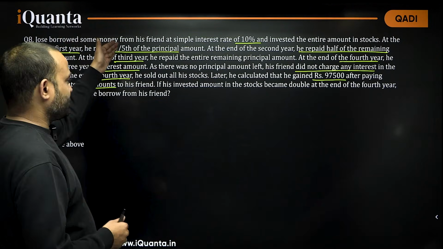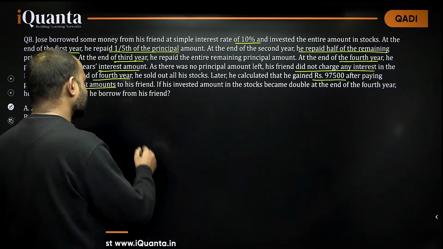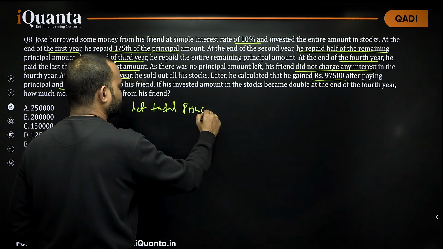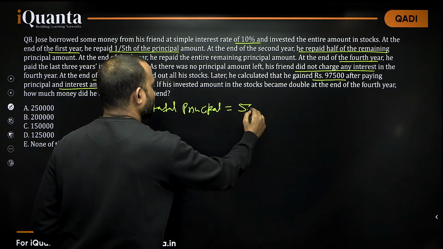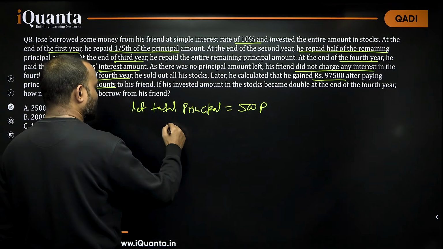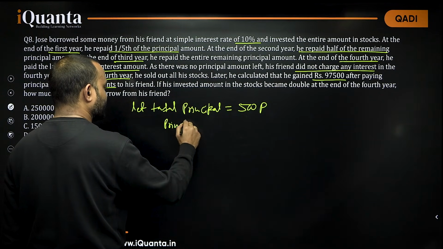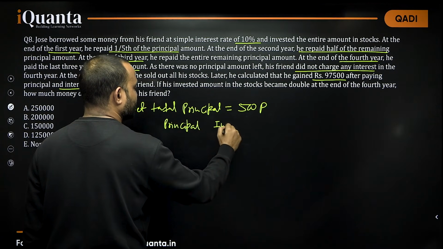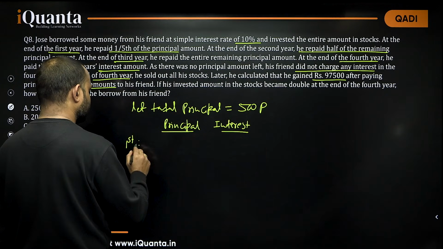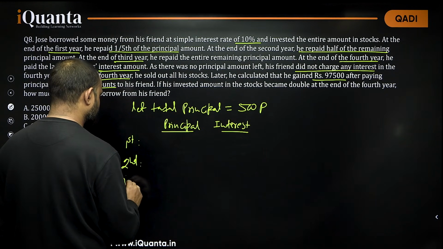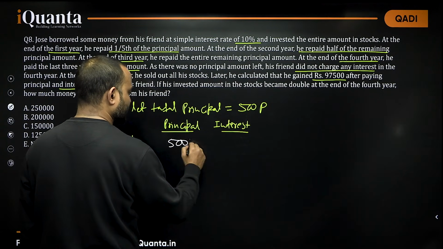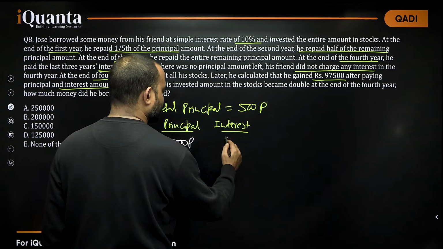See, 1/5, then half, then half. Let's check. Let the total principal be equal to 500P. Why am I taking 500P? You will get it later. Now, if we talk about the principal in a particular year and interest on that, what will be the situation? First year, second year, and third year. Initially, the principal is 500P, right? So the interest will be 50P here.